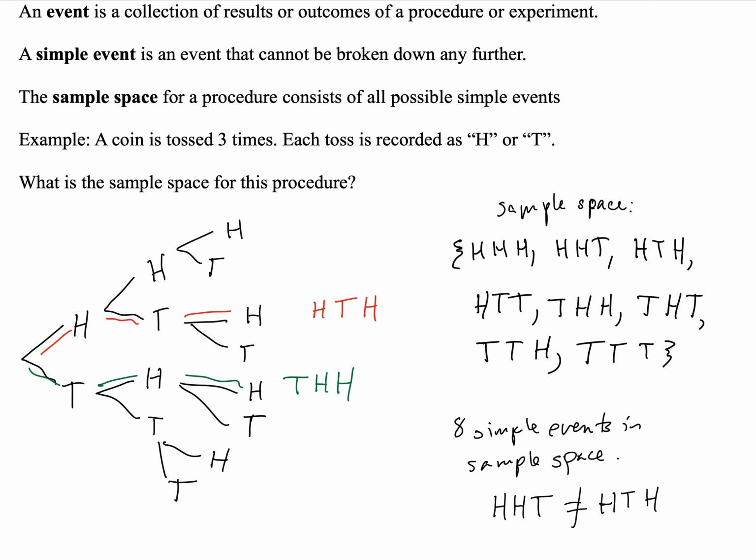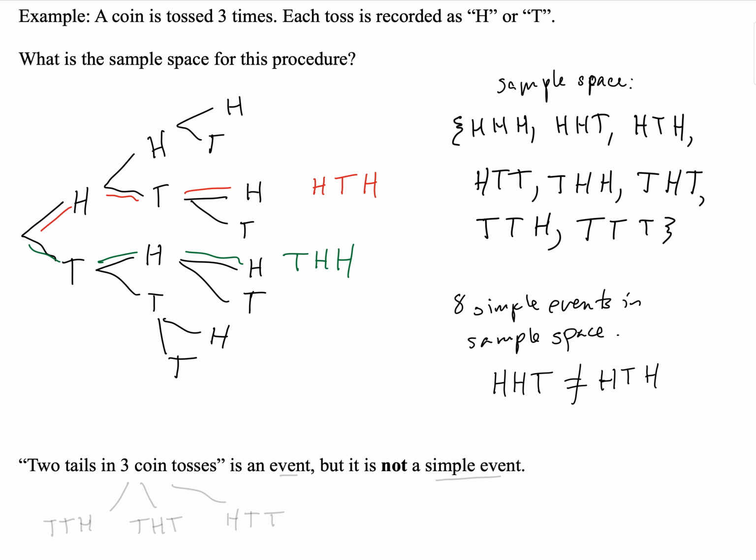One other important thing to note here is that an event like 2 tails in 3 coin tosses is an event, but it is not a simple event. And it is not a simple event because it can be further broken down into 3 separate simple events. So 2 tails in 3 coin tosses could be tail, tail, head, or tail, head, tail, or head, tail, tail. So those are 3 different simple events that the event 2 tails in 3 coin tosses breaks down into.